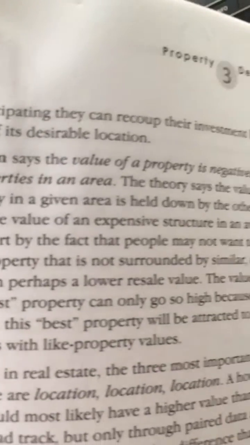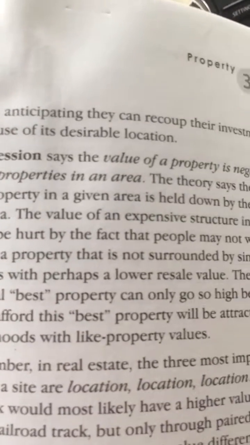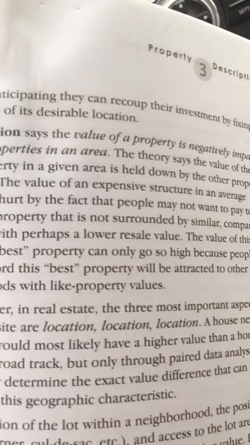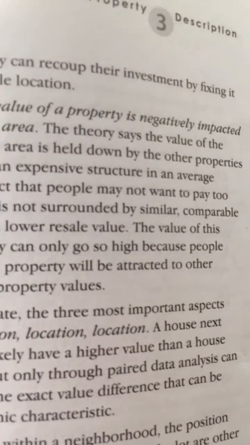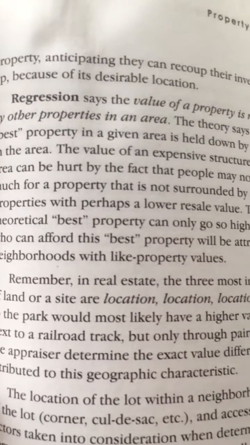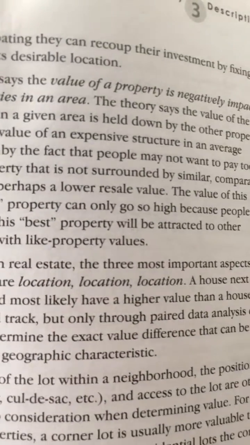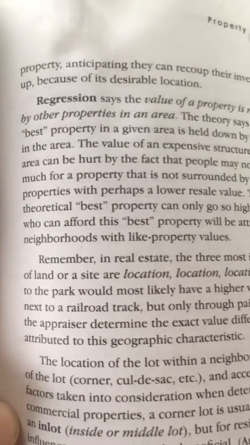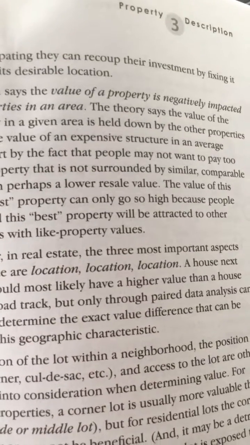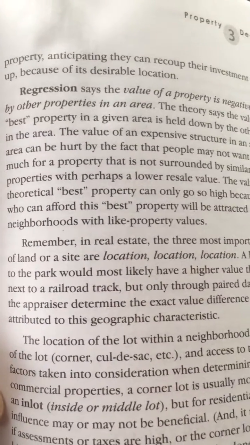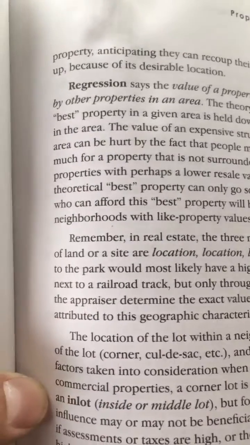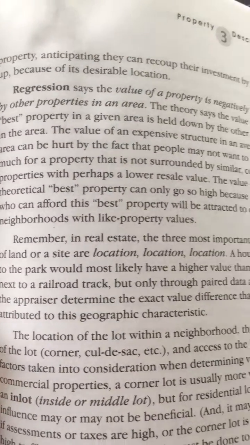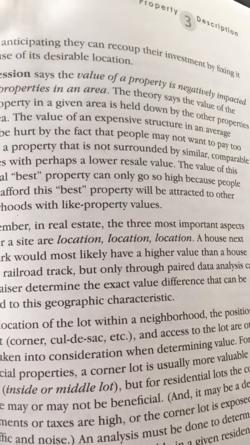Regression says that the value of a property is negatively impacted by other properties in an area. The theory says that the value of the best property in a given area is held down by the other properties in the area. The value of an expensive structure in an average area can be hurt by the fact that people may not want to pay too much for a property that is not surrounded by similar comparable properties with perhaps a lower resale value.